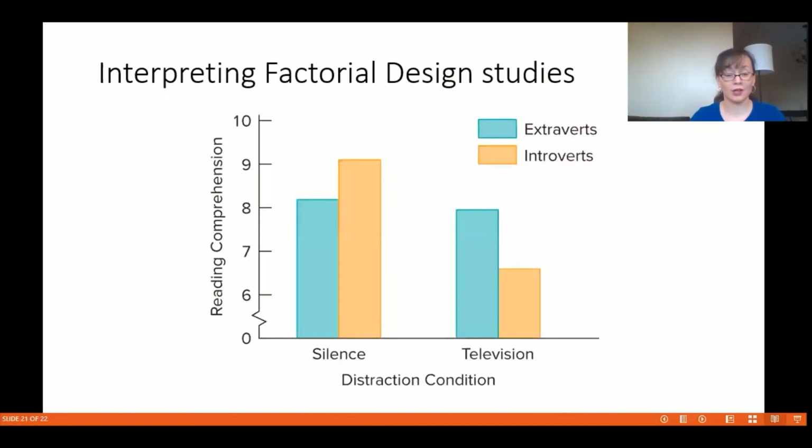In that case, with that kind of a pattern, we would say there's no interaction here. There's a main effect. There's a difference on one of our independent variables, but these two things are not affecting each other. But here we can see this pattern shows that we have an interaction.